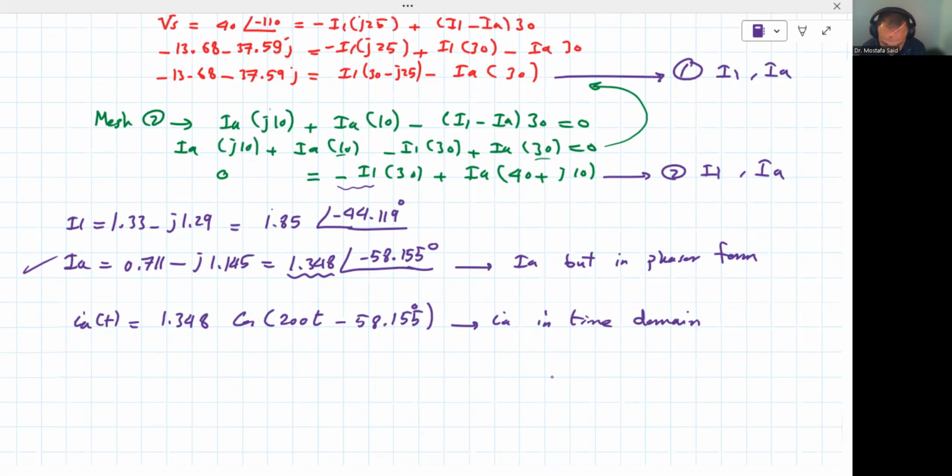Okay guys, that's basically how to solve using mesh analysis. We also learned how to solve linear equations with complex numbers in a very easy way using our online linear equation with complex numbers solver, which I will put the link of in the description of this video.